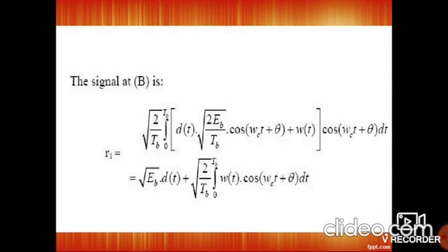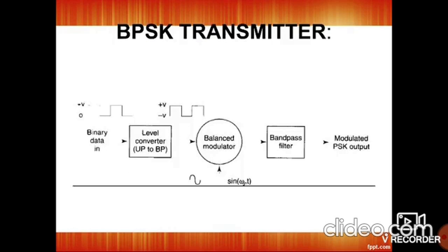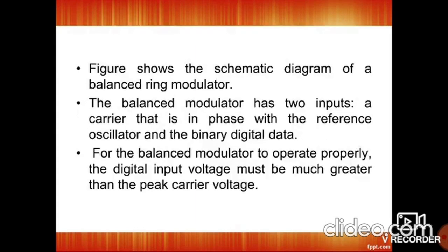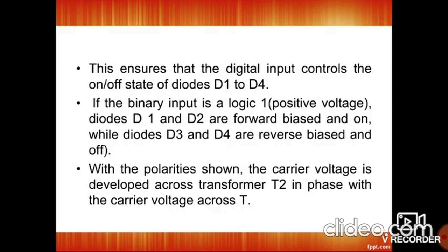So a BPSK signal can be represented as two levels, b(t) positive and b(t) negative. The transmitter is represented as binary data input, level converter, balanced modulator, band pass filter, and modulated PSK output. One of the inputs of the balanced modulator is sin(omega c t), that is one signal, and the other is the pulse signal. So the waveform is generated after passing these blocks, and finally the BPSK signal is generated.